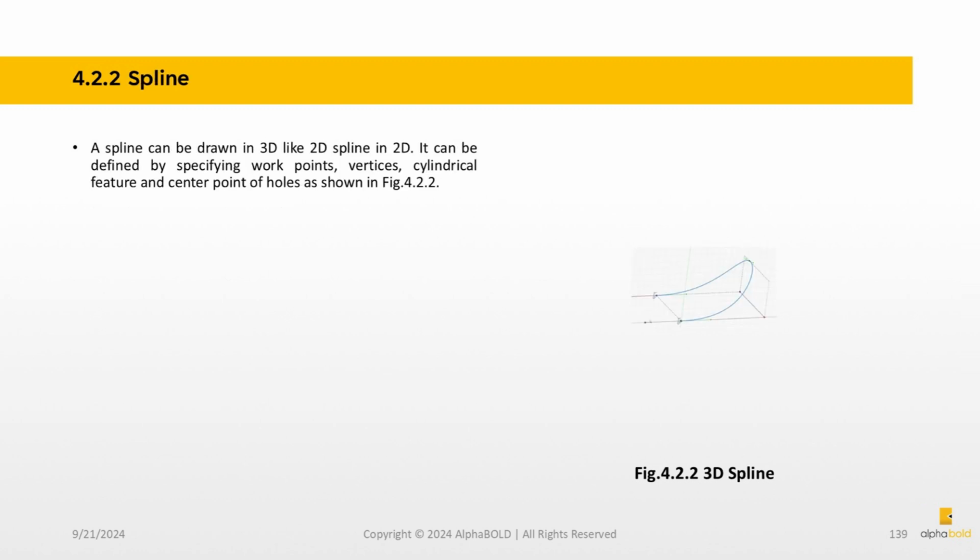A spline can be drawn in 3D, like a 2D spline in 2D. It can be defined by specifying work points, vertices, cylindrical features, and center points of holes.